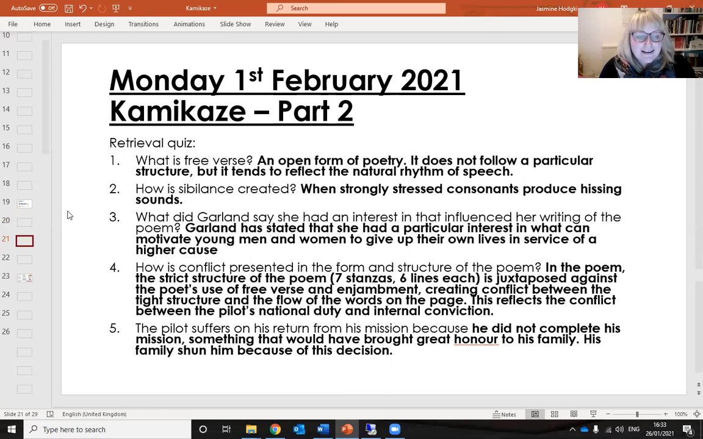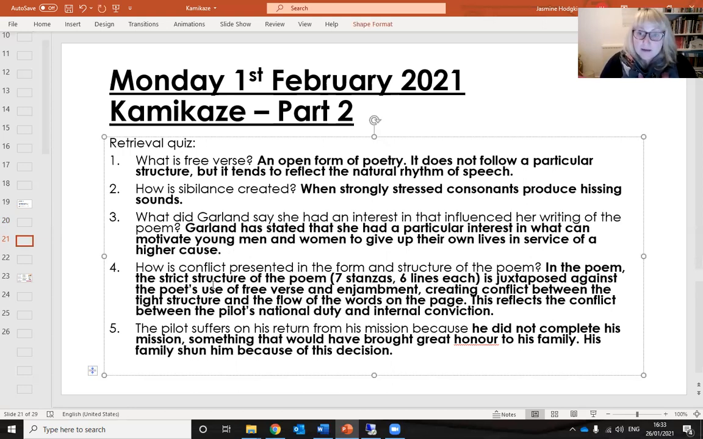Number 3, what did Garland say she had an interest in that influenced her writing of the poem? Garland has stated that she had a particular interest in what can motivate young men and women to give up their lives in service of a higher cause. That was one thing, a really interesting piece of contextual information that will come in handy with our knowledge of this poem.